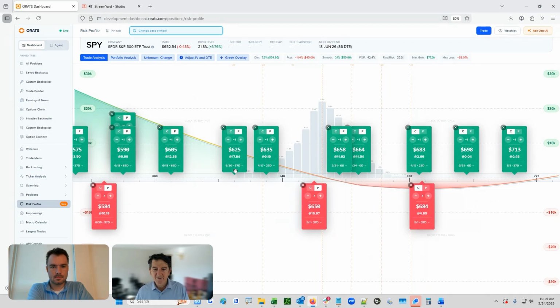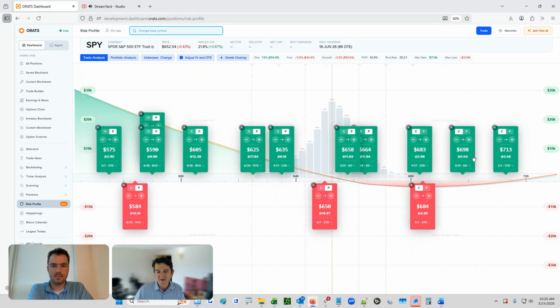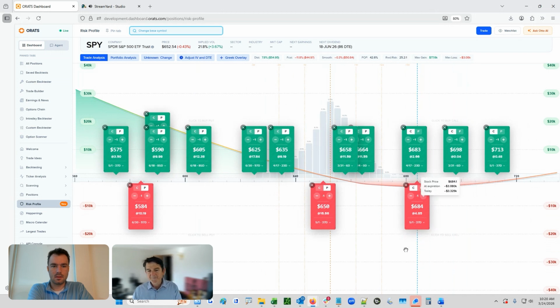So, here's the normal... not the normal distribution, but here's the distribution of actual stock movements. And now we're way outside of the tails for some of these positions. But it's good to see. This is what I like to have: a lot of little wings out here. Yeah, awesome. The risk profile is awesome.